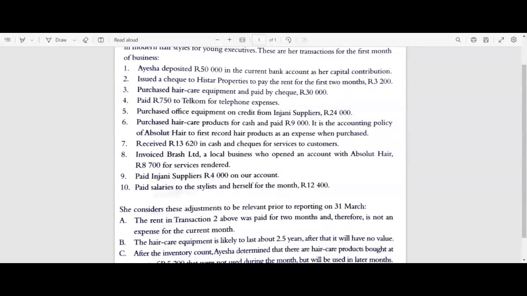Alternatively, another policy would have been that they could have recorded it initially as an asset, right? So there are two possibilities. Whichever possibility you use, you'll have to account at the end of your month or at the end of your year for the unused, the remaining hair care products that have not been used yet. But in this case, her accountant's policy is to first record hair products as an expense when purchased. So, right, ladies and gentlemen, in this particular case, they say for cash and paid 9,000 rand.